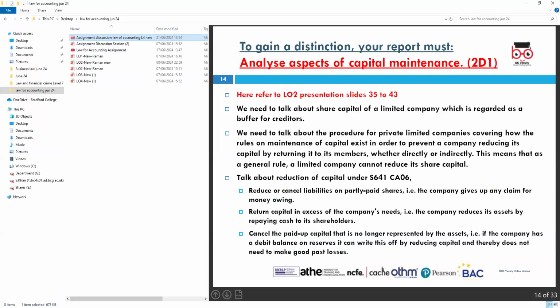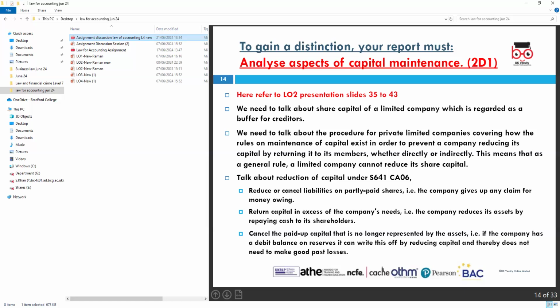Now, this is an extension activity if you want to do it. You need to talk about share capital of a limited company, and you need to be looking at learning outcome 2, presentation slides 35 to 43. So this will answer analyze aspects of capital maintenance, and that's a distinction area if you want to do that.